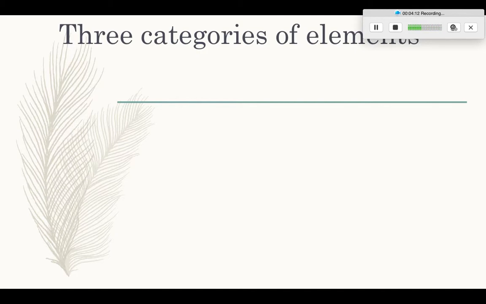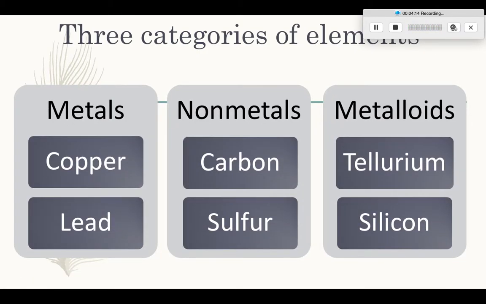Three categories of elements. As you can see here, we have 3 columns, one for metals, one for nonmetals, and one for metalloids. So the first one, metals: copper and lead. For nonmetals: carbon and sulfur.